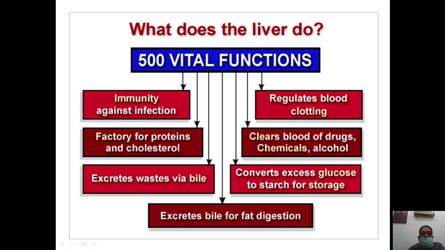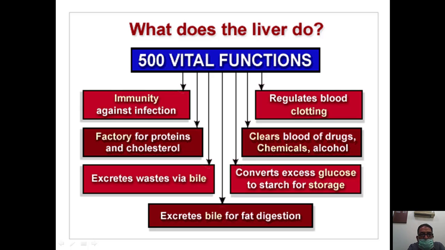Now this is again a tabulated form of the broad functional aspects of the liver. 500 vital functions. Among these, the important function of immunity against infection is very well known, because various plasma proteins as well as immunoglobulins are stored and synthesized within the liver. So immunity against infection is also mediated by the liver. Regulated blood clotting: all the clotting mechanisms are proteins, so these clotting factors are also produced within the liver.